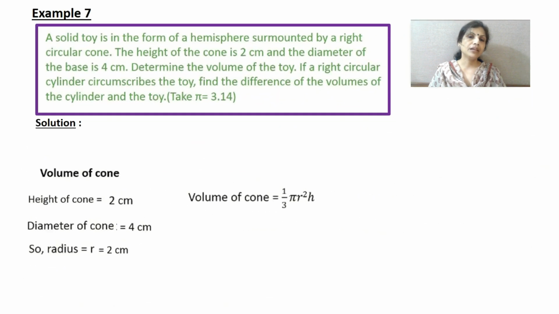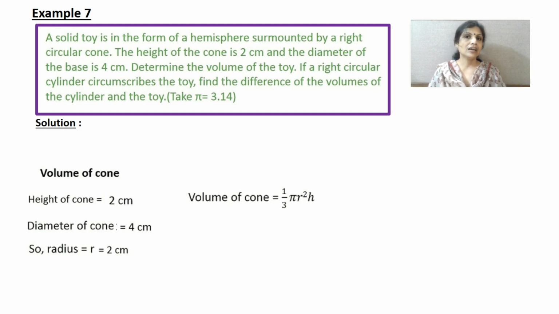Next is example 7 and the sum is: a solid toy is in the form of a hemisphere which is surmounted by a right circular cone. The height of the cone is 2 centimeter and the diameter of the base is 4 centimeter. Determine the volume of the toy. If the right circular cylinder circumscribes the toy, find the difference of the volumes of the cylinder and the toy.